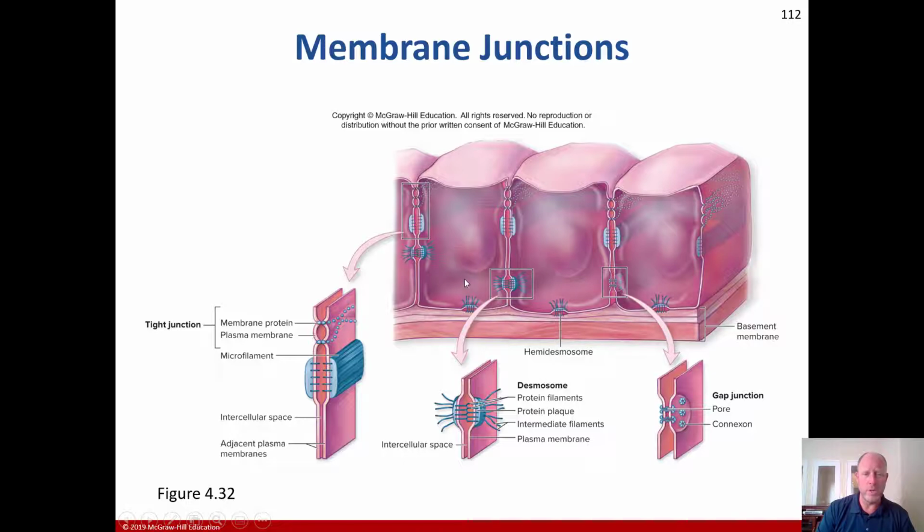Here we have the membrane junctions. We can see a tight junction here, the membrane protein, the plasma membrane, the microfilaments here, the intercellular space, and adjacent plasma membranes. Here we have hemidesmosomes, and over here a desmosome, with the protein filaments, the protein plaque, a little more space through here, the intercellular space, and the gap junctions with their pore and their connexin.